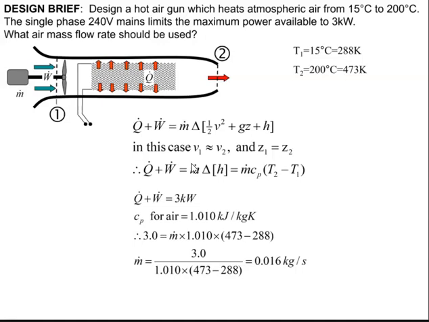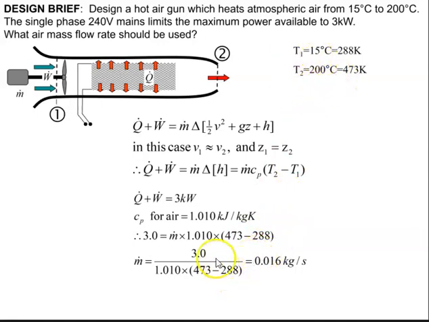Then we got the C value. C value is that one. I'm using kilo because the kilo and kilo will cancel. The change in temperature, whatever temperature was, I converted into Kelvins, and then I took them away. So 473 minus 288. Even if you do 200 minus 15, still the same answer.